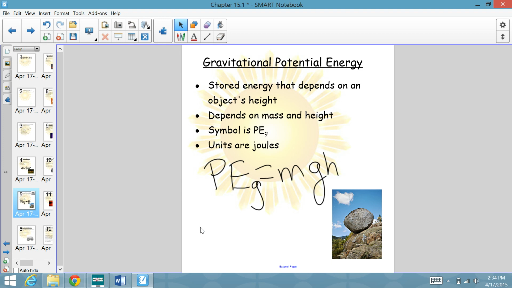And the equation for gravitational potential energy is mass times the acceleration due to gravity times height. And remember, on Earth, the acceleration due to gravity is always going to be 9.8 meters per second squared. So what this equation is telling us is the higher I raise an object, the more gravitational potential energy it will have, and the more work it will be able to do later on when it interacts with another object.